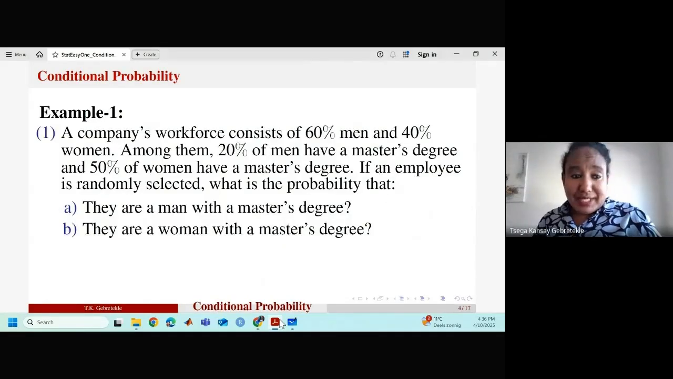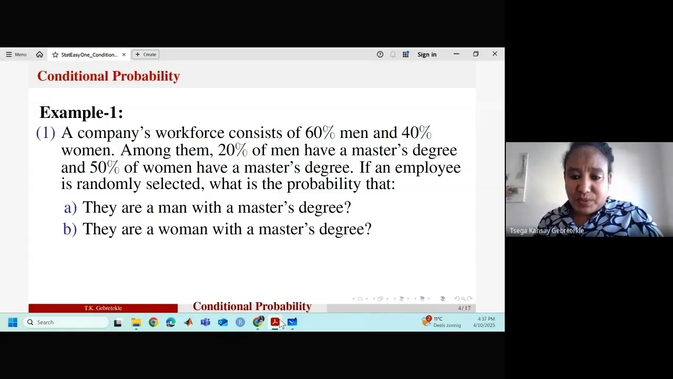Okay, so this example says the following. A company's workforce consists of 60% men and 40% women. Among them, 20% of men have a master's degree and 50% of women have a master's degree. If an employee is randomly selected, what is the probability that A, they are a man with a master's degree, B, they are a woman with a master's degree? When I say they, it represents he or she.